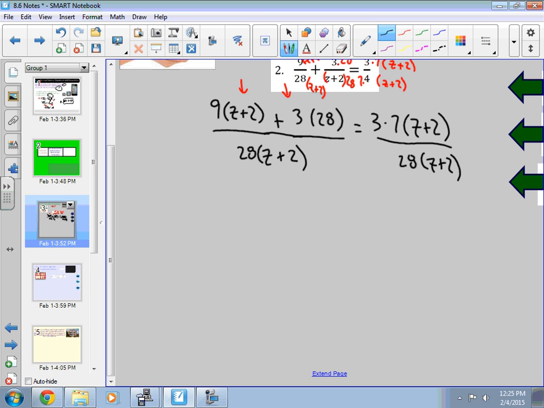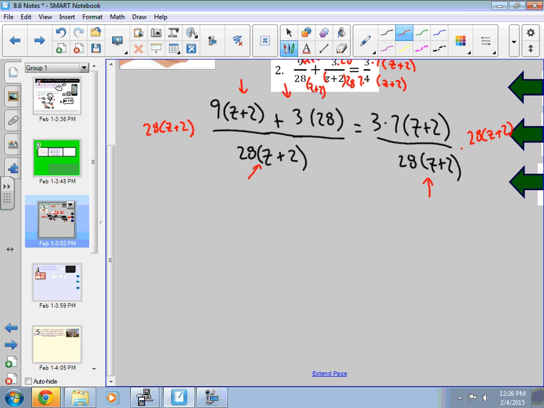All right, so we've got this going here, and we're doing pretty good. Now we've got the same stuff on the bottom on both sides. What we could do now, like we did on the first problem, is cross multiply. Now here's the thing: if we did some cross multiplying, which we could, or we could multiply both sides by 28 times z plus 2. We can multiply the other side by 28 times z plus 2.